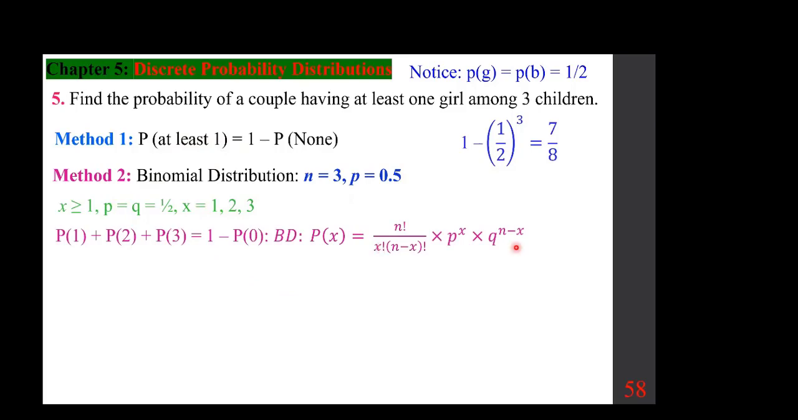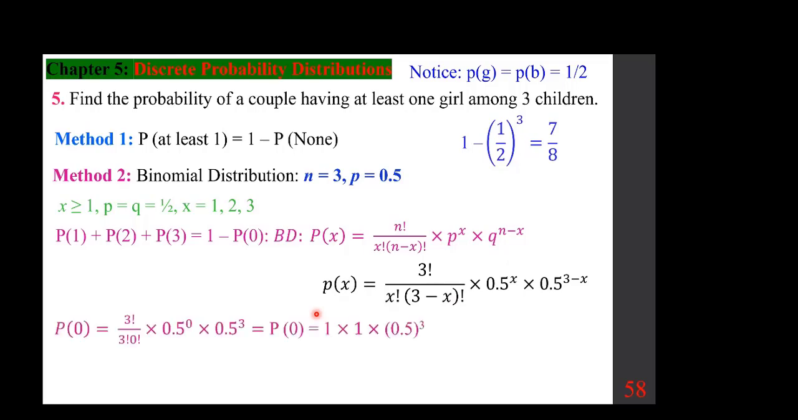So this is the formula we need to use where N is replaced with number 3 and P is 0.5. Q happens to be the same, 0.5. So this is the general formula. We don't write the X yet. We have N, we have P, we have Q. Now for number 1, we replace the X with 1. For number 2, the same thing with 2. For number 3 with 3, we calculate each case, we add them up.